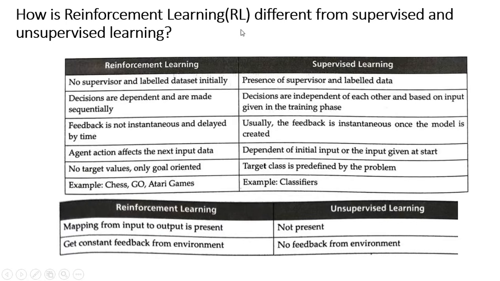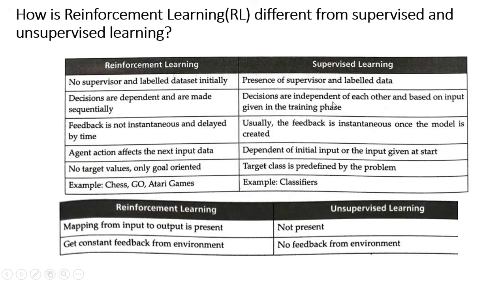So what's the difference between reinforcement learning with respect to supervised and unsupervised learning? Let's first understand the difference with respect to supervised learning. Reinforcement learning doesn't have any supervisor. That means you don't have any labeled data set. We know about supervised learning, where we have a supervisor and a labeled data set. The second difference is that in reinforcement learning, the decisions are dependent and made sequentially. Suppose I'm learning cycling. If I fall, based upon my previous experience, I improvise my cycling skills. So basically it is dependent and sequential.